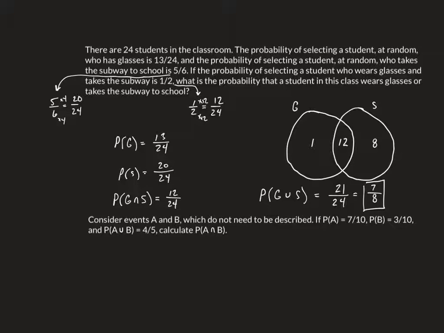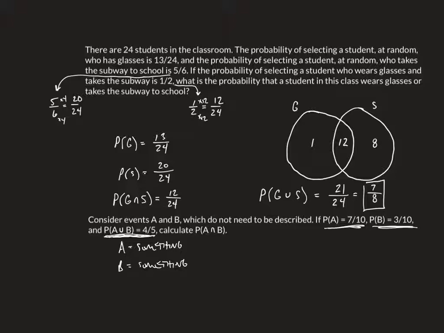And just taking this a little further with this second example, consider the events A and B, and it doesn't even matter what they are. A is something, and B is something completely different. Some event, whatever it is. And we've been given the probabilities of these two events. So the probability of A taking place is 7/10. The probability of B taking place is 3/10. And we've been given the probability of the union of these two events. In other words, the probability of A or B.